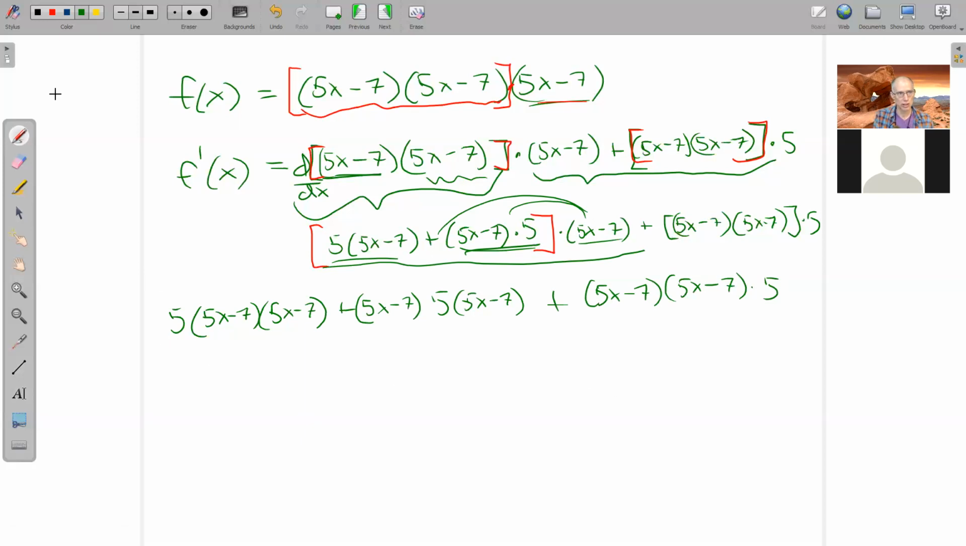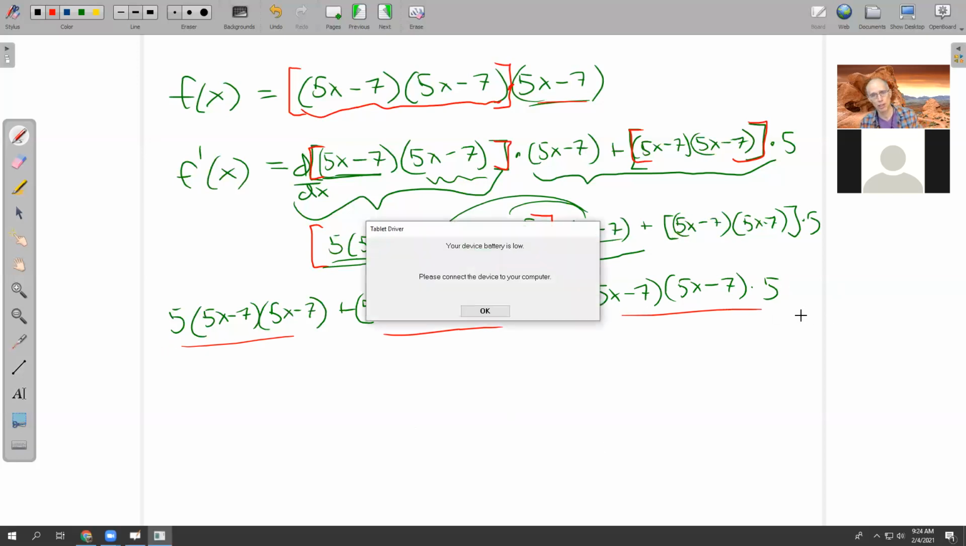And really, these things are all the same, right? This is 5 times 5x minus 7 squared. This is 5 times 5x minus 7 squared. And this is 5 times 5x minus 7 squared. So there's 3 of them there.